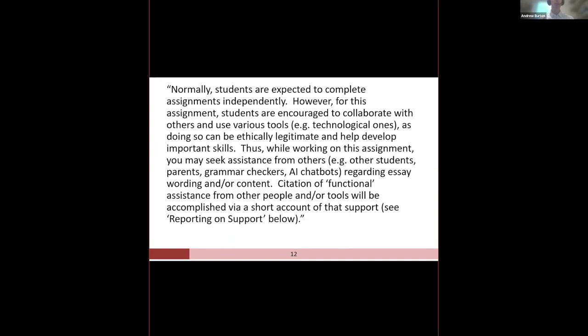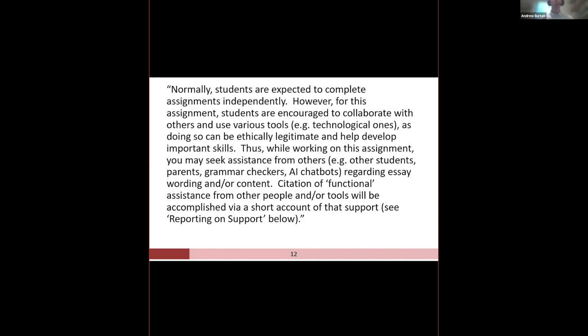Normally, students are expected to complete assignments independently. However, for this assignment, students are encouraged to collaborate with others and use various tools, for example, technological ones, as doing so can be ethically legitimate and help develop important skills. Thus, while working on this assignment, you may seek assistance from others. For example, other students, parents, grammar checkers, AI chatbots, regarding essay wording and or content. Citation of functional assistance from other people and or tools will be accomplished via a short account of that support. See the reporting on support section below. And I'll say more about that in a moment.